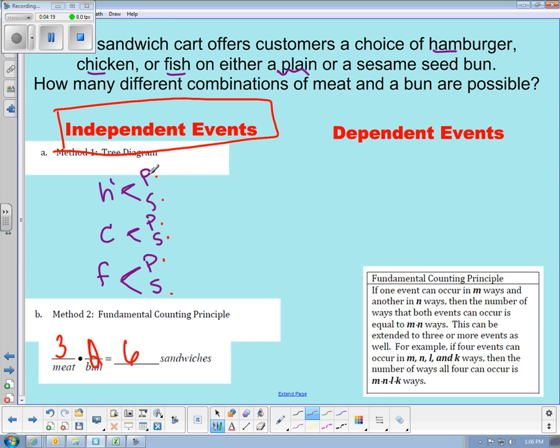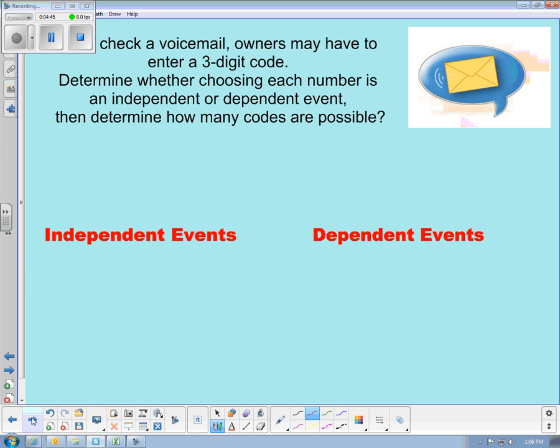So that's where I got 1, 2, 3, 4, 5, 6 at the end of that tree diagram. And I also get 6 when I use the fundamental counting principle. So the fundamental counting principle just tells me that I can take the 2 categories and I can multiply them together. If you have 4 different categories, you take all 4 of those and multiply them together. And as long as those things are independent and they don't change each other, then that will give you the accurate number of possibilities.